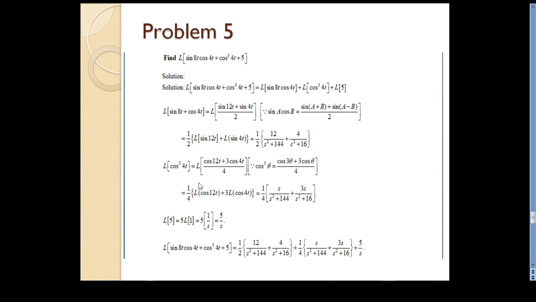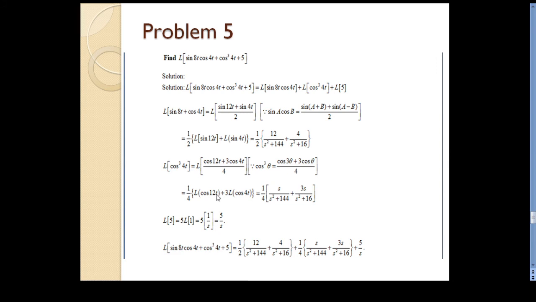Then L of cos cube 4t. We have to first of all apply the formula and remove the cubic power. So cos cube theta equal to cos 3 theta plus 3 cos theta divided by 4. So here theta is 4t. Substituting in the formula, we get L of cos 12t plus 3 cos 4t divided by 4. Now 1 by 4 taking outside, L of cos 12t plus 3 into L of cos 4t.